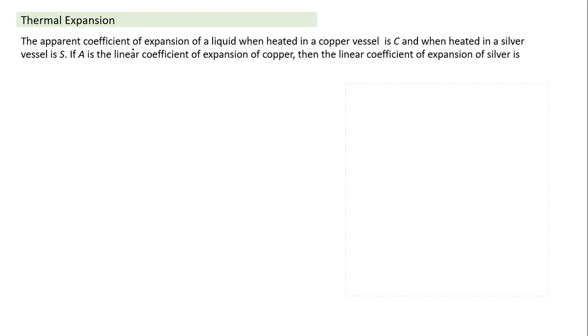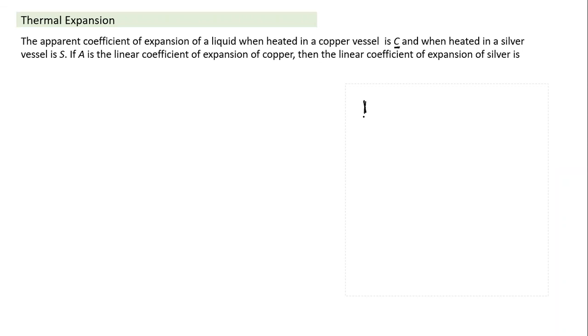So apparent coefficient of expansion is gamma of the liquid minus gamma of the container. Let's look at one more question, which is based on application of the same concept. The apparent coefficient of expansion of a liquid when heated in a copper vessel is C. So what is this case here? The first case, what does C correspond to?